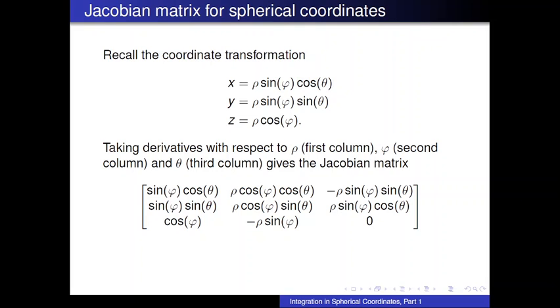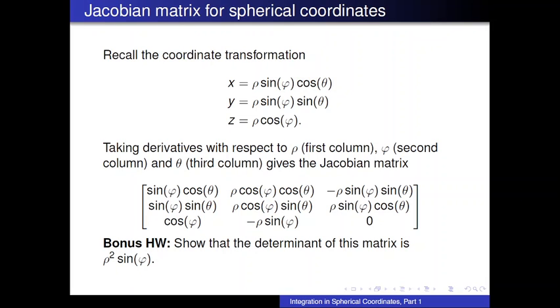Okay, and I don't know what you know about determinants of 3x3 matrices. If you don't know about determinants of 3x3 matrices, just email me or consult Wikipedia or something like that. I'm sure they're not telling lies on Wikipedia about 3x3 matrices and their determinant. But if you do know about them, you can do a bonus homework to show that the determinant of this matrix is rho squared sine of phi.